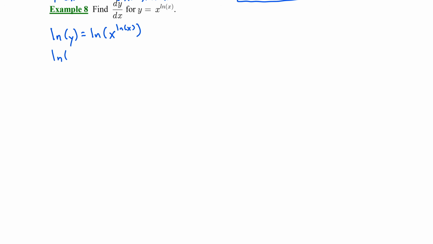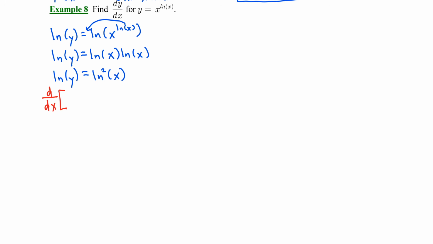Once we have taken the natural log of both sides, by properties of logarithms, we can then move the exponent down as a coefficient. So our coefficient becomes natural log of x, leaving behind natural log of x. So this one's kind of interesting. Notice we have natural log of x times natural log of x over here on the right side. That's equivalent to natural log squared of x. Now we are ready to differentiate both sides with respect to x, and I'm going to indicate that with my differential operator. Remember, don't skip that step.